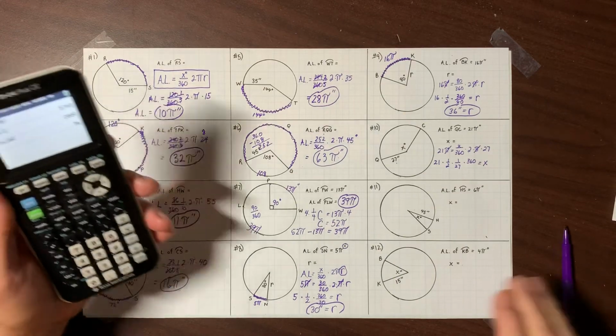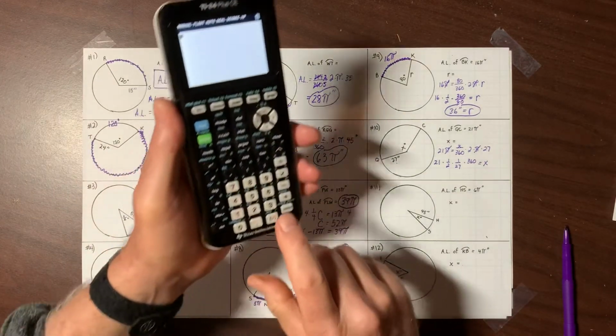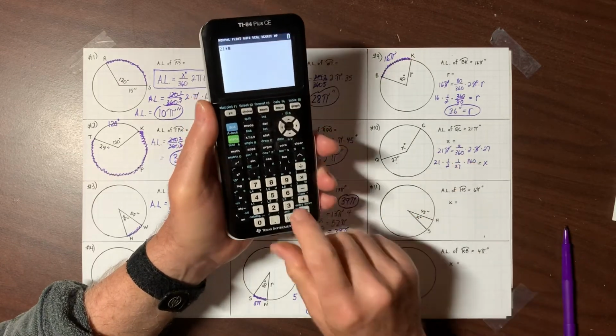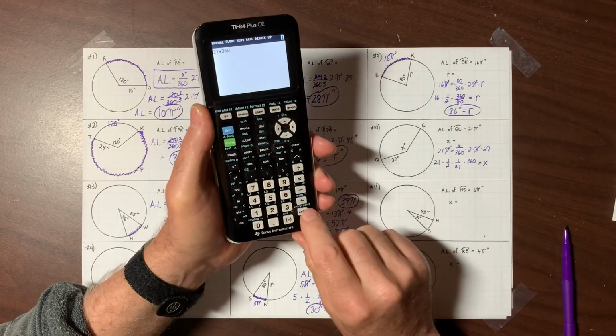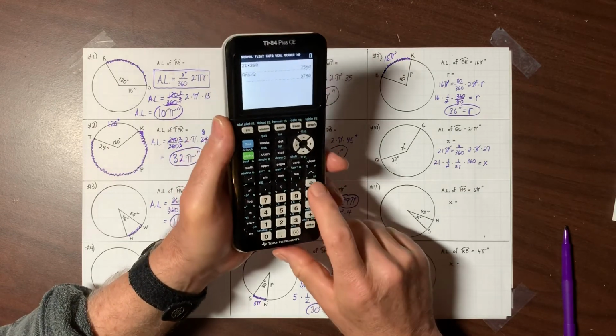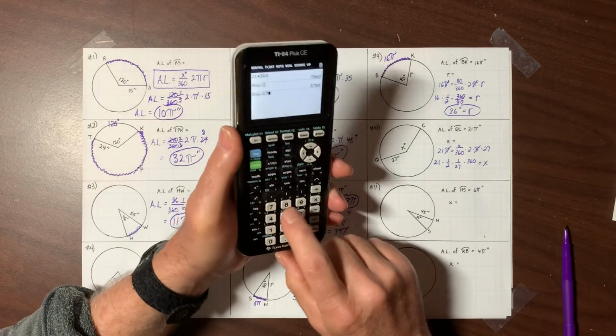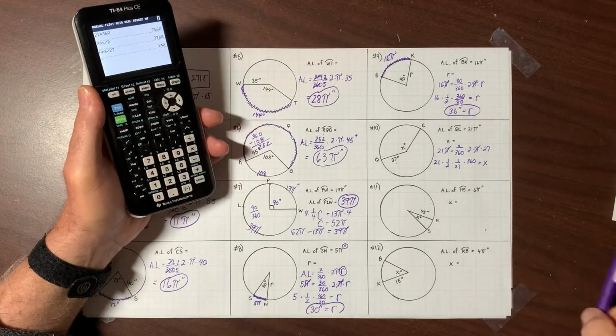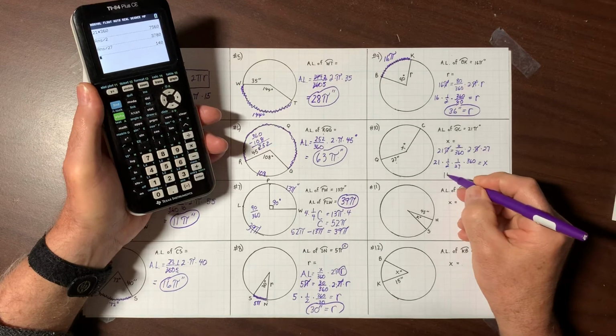So I'm going to my calculator. And here's what I'm doing. I'm doing 21 times 360, and I'm going to go ahead and hit enter. Divided by 2, enter. Divided by 27, enter. And I'm coming up with a degree measure of 140 degrees for x.